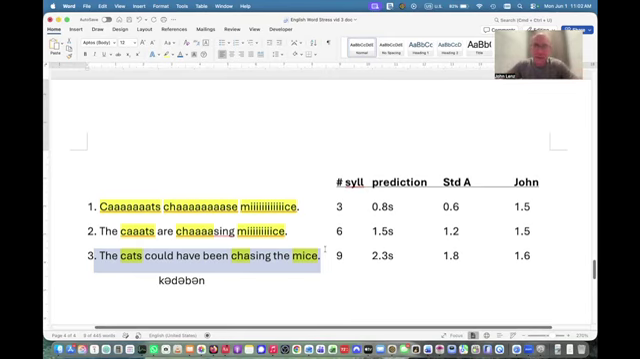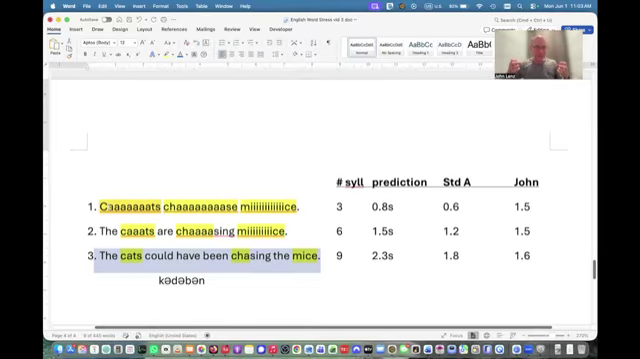The cats could have been chasing the mice. That's as clearly as I can speak this sentence. The cats could have been chasing the mice. I'll probably almost never say could have been, right? It's always going to be could have been. So this reveals a lot about English. And what I want you to remember is this first sentence.